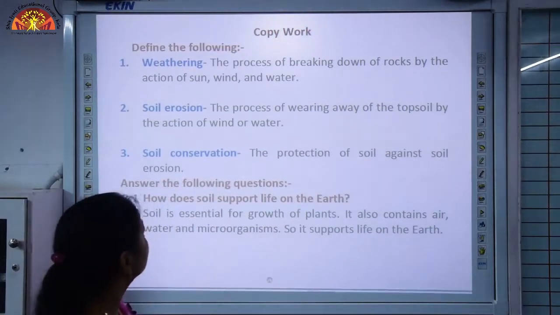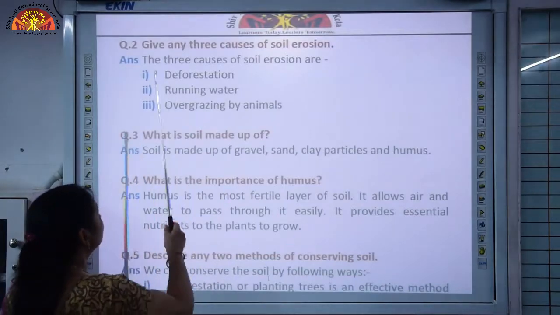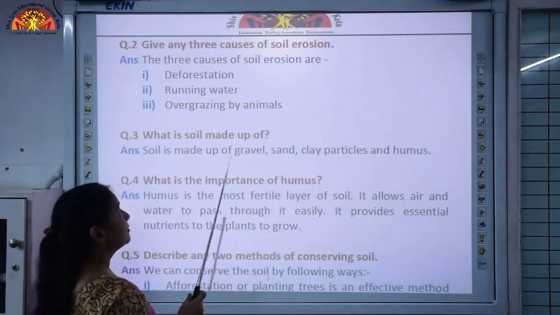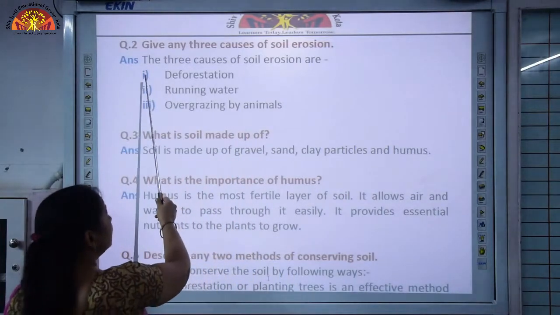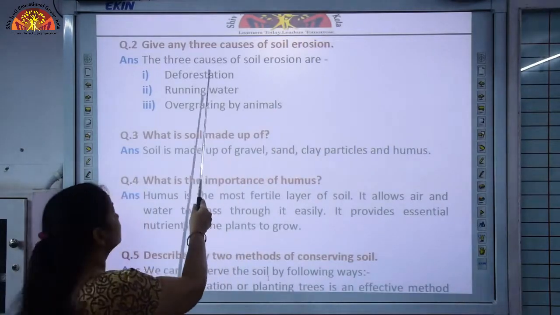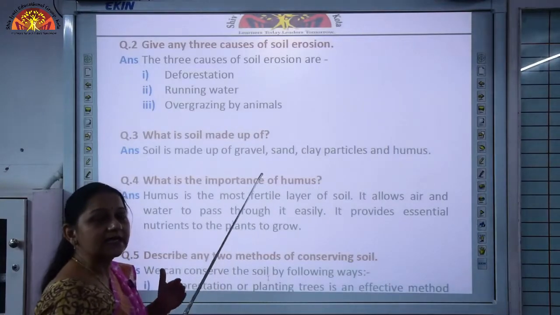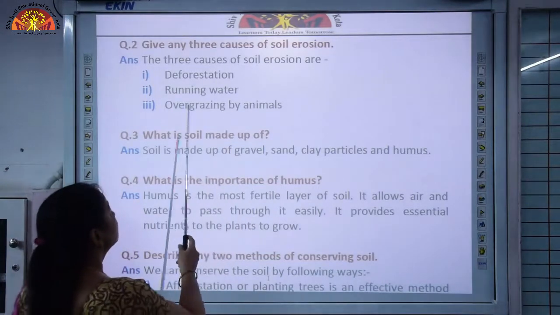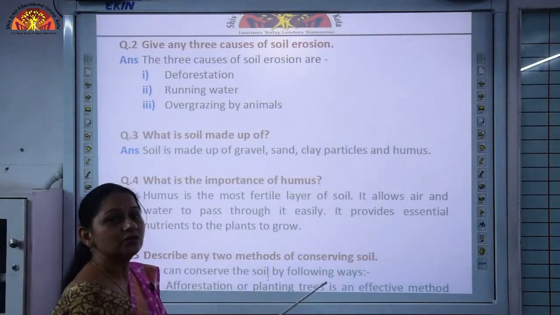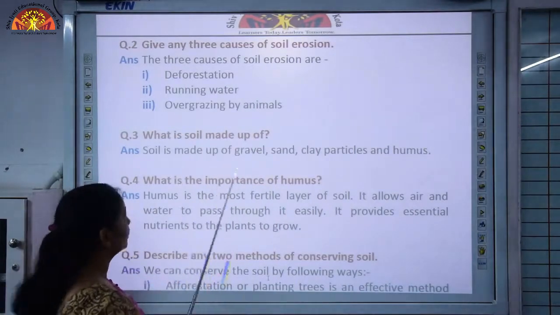The next question. Question number 2. Give any 3 causes of soil erosion. There are many causes. We are going to write 3. The 3 causes of soil erosion are deforestation, cutting down of trees; running water, when the water is flowing, it carries away the soil with it; then overgrazing by animals, when we leave the cattle for grazing, they also result in soil erosion.